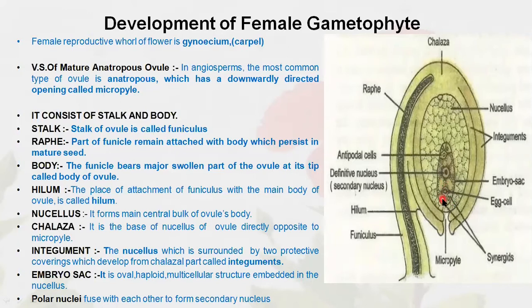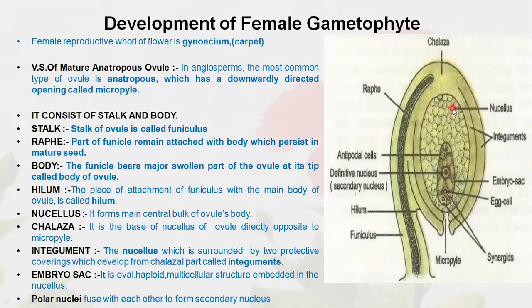Now, see the structure of the embryo sac. It has the antipodal cells, which are present at the chalazal end, which are known as accessory cells that help in reproduction. And these are two synergids, which help in the entry of the pollen tube by the filiform apparatus, means thread-like structure. And this is the egg cell, which will fuse with the male gamete for the formation of the zygote.